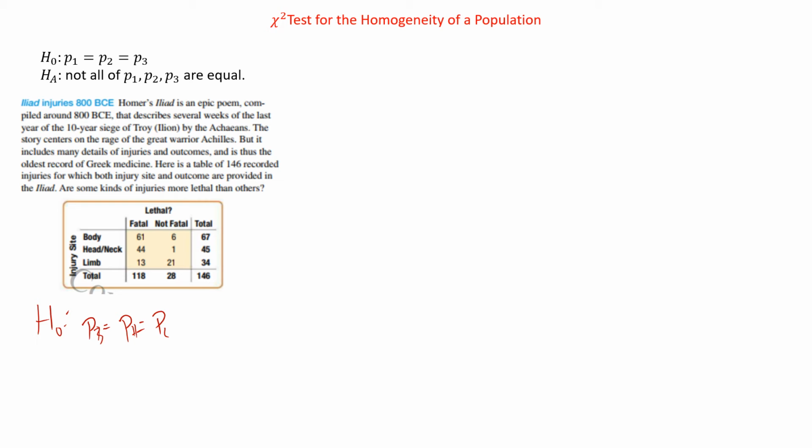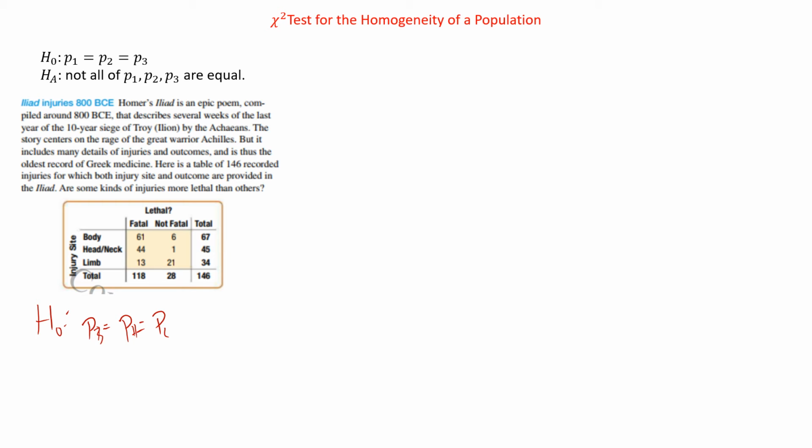You don't want to put just a bunch of not-equal signs, because that would imply that none of them are equal, when really the probability of an injury to the body and the probability of injury to the head could be the same or close enough statistically, whereas the probability for a limb is going to be different. Thinking about it, that wouldn't be unlikely. If you get hit in the head or the neck or the body, you probably have a higher chance of it being lethal than if you were hit in the limb.